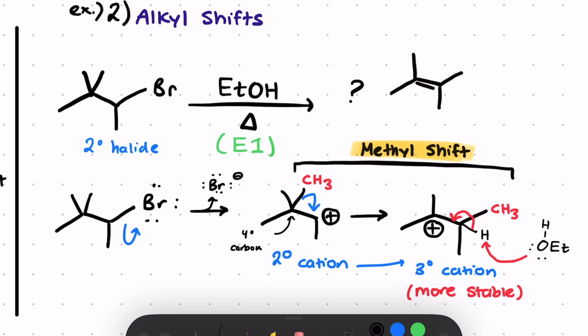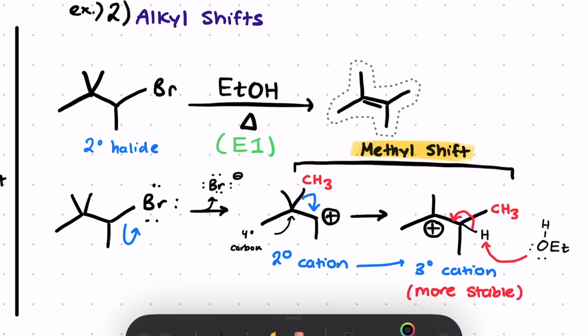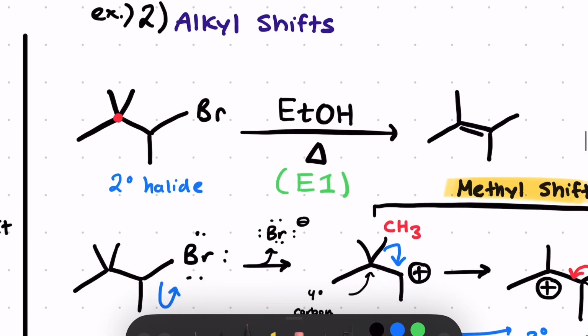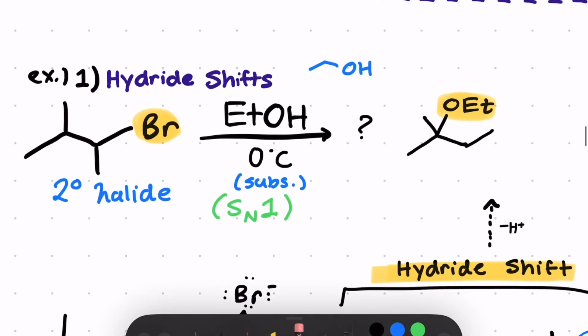So that's my alkene. But you'll recognize here, again, that this carbon originally had 3 methyl groups on it, and now that same carbon only has 2. And if I come over here, this carbon initially had 2 methyl groups and nothing else. Now it has 2 methyl groups and that ethoxy group.